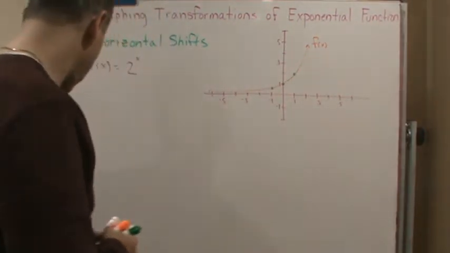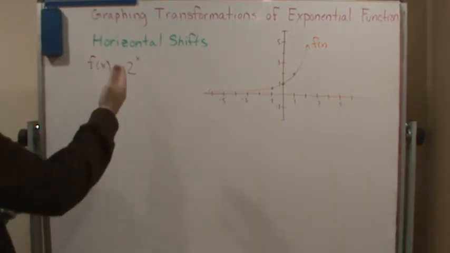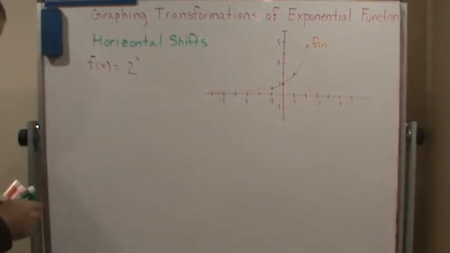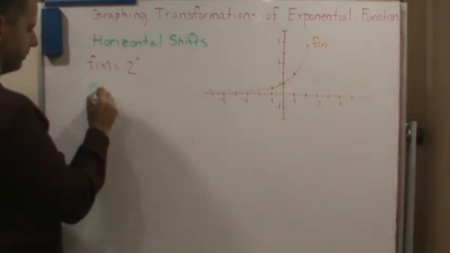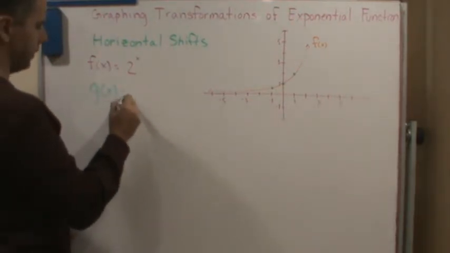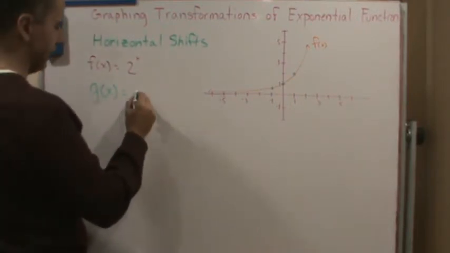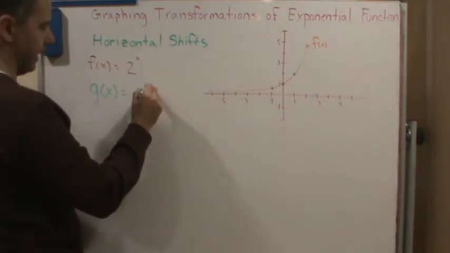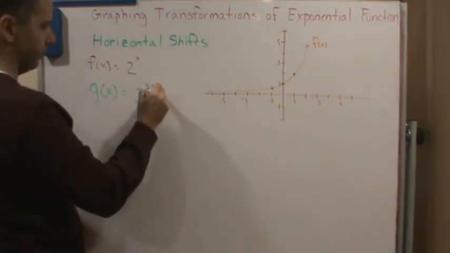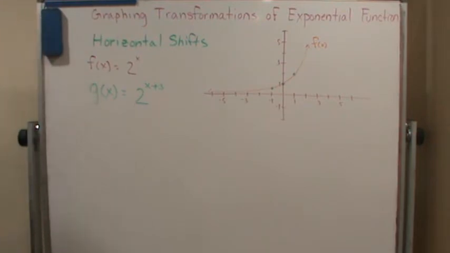Okay, so for example, here's our 2 to the x function again. Now this time I'm going to add, but I'm going to add inside the function. So I'm going to have my g of x, and g of x is going to be 2 to the x plus 3. Now I'm adding 3 to the x value, so I'm inside the exponential function.